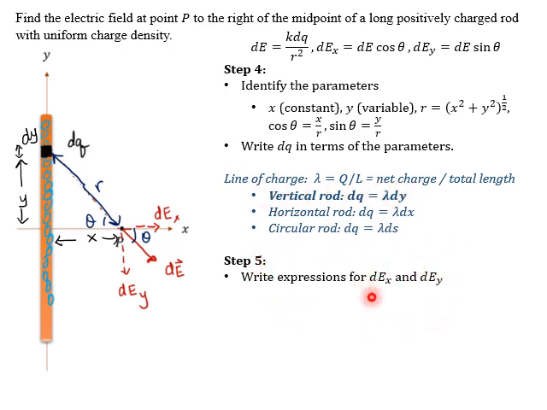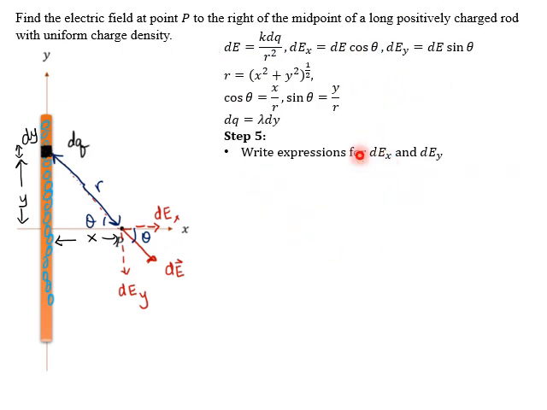Okay, step 5, let's write expressions for dEx, so the x component of our element of electric field, and dEy, the y component of our element of electric field. And what we're going to do is put all of these things into these expressions. Let's get going with dEx. dEx is equal to dE times cosine theta.